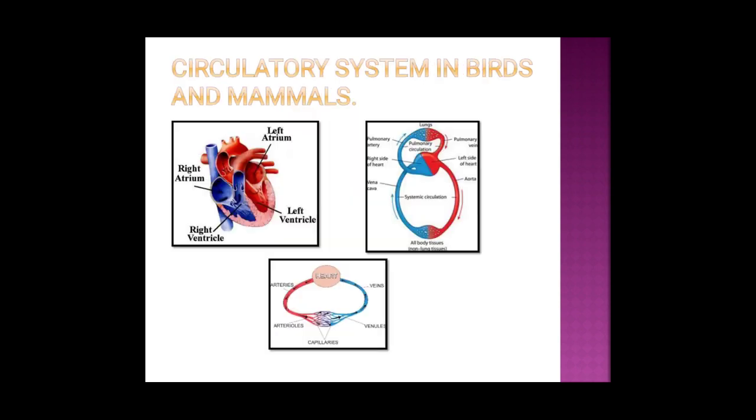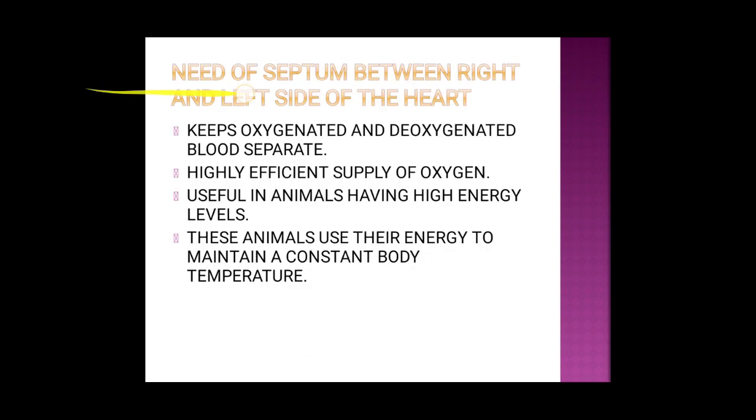Now moving on to the circulatory system in birds and mammals. Birds and mammals have a four-chambered heart. The chambers are the right atrium, right ventricle, left atrium and left ventricle. They have double circulation, that is, pulmonary circulation and systemic circulation are present. Along with these are examples of closed circulatory systems.